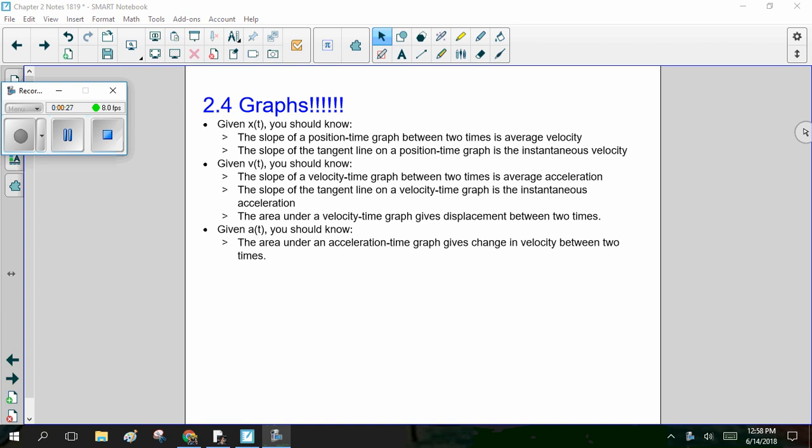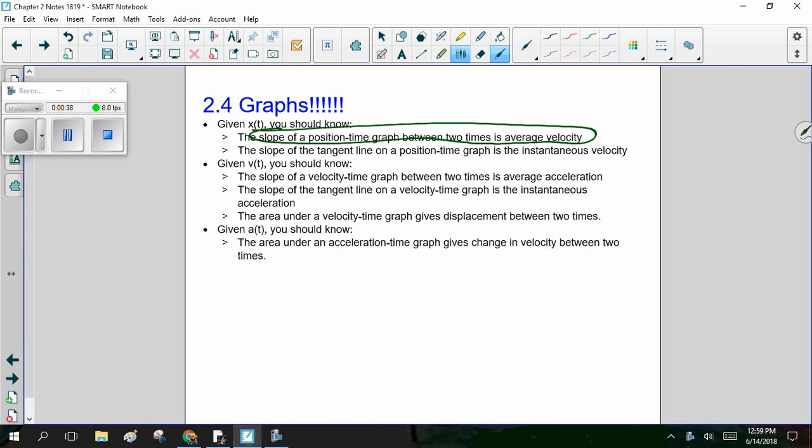We've got position time graphs. Basically, you should know that if you find the slope of a position time graph between two different points or two different times, that gives you the average velocity between those two points. Whereas if you find an instantaneous slope, or the slope of a tangent line, that gives you the instantaneous velocity. So, in simple words, the slope of a position time graph gives you velocity.